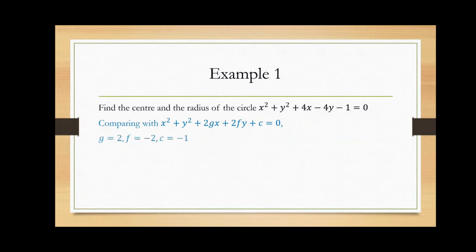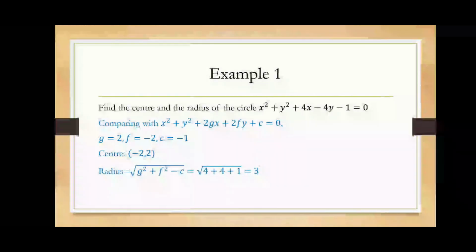So therefore what is the center? Center is minus g comma minus f, so that is minus 2 comma 2, and radius will be root over of g square plus f square minus c, and that is 3.